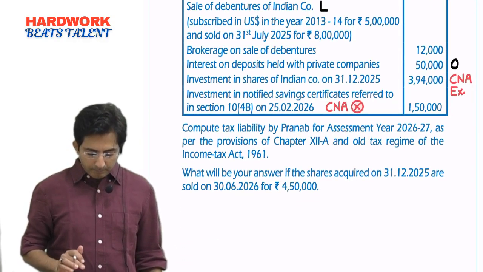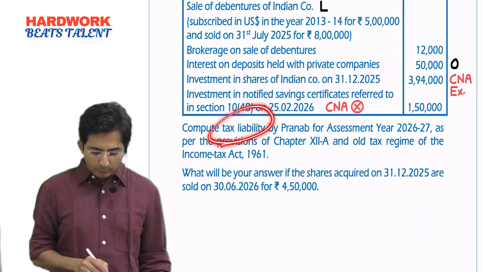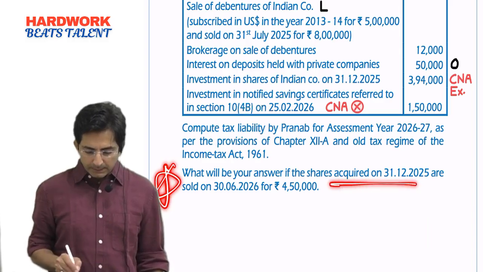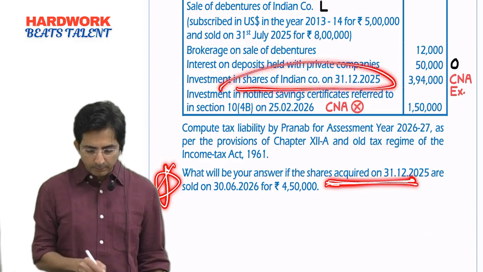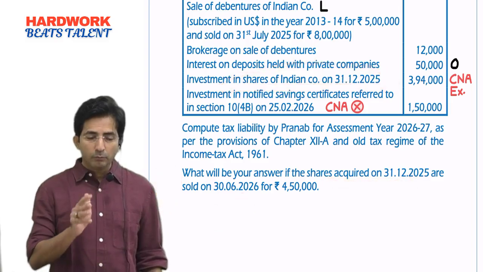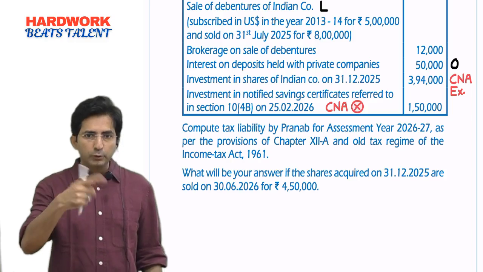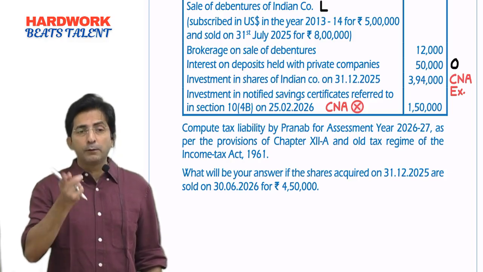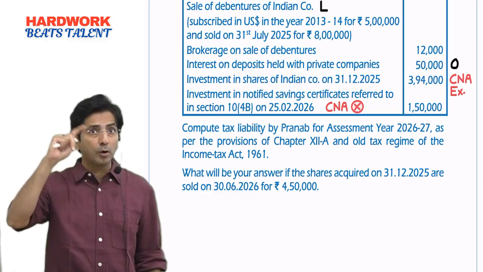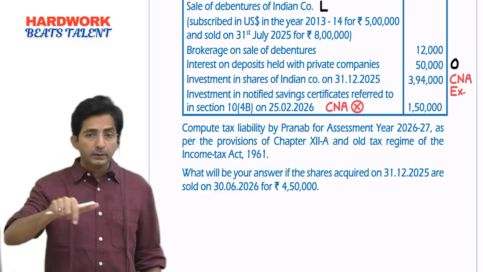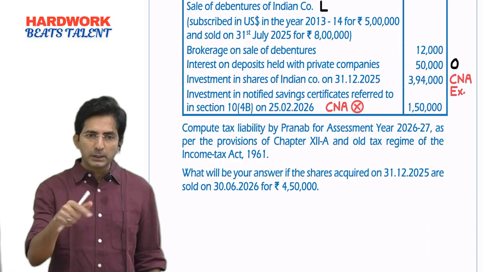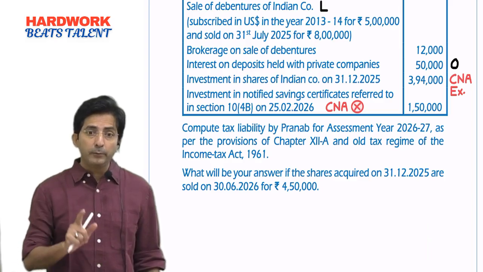Then below they have given some information. Calculate the tax liability, that is okay. But see, read this. What will be your answer if the shares acquired on 31st December, meaning these ones, are sold on 30th June 26? You know, capital gains is exempt when you reinvest in new Sadgo. But that new Sadgo you cannot sell for 3 years. There is a lock-in period of 3 years. Just like in capital gain under all 54 sections, there was a lock-in period of 3 years. Here also there is a lock-in period of 3 years. And within 3 years, if you sell the new Sadgo, exemption will be withdrawn.